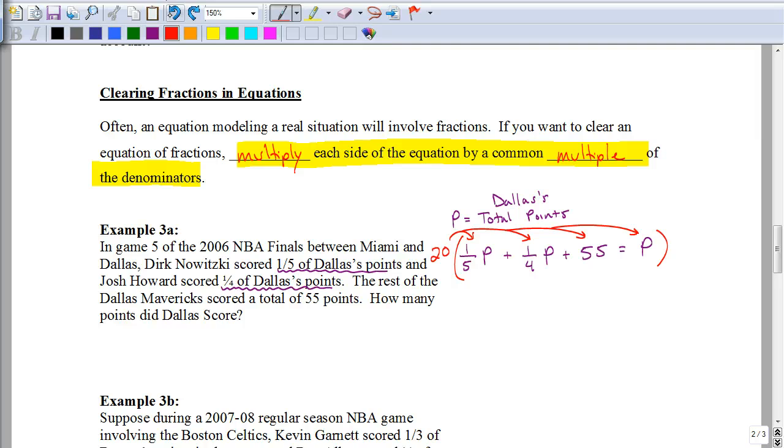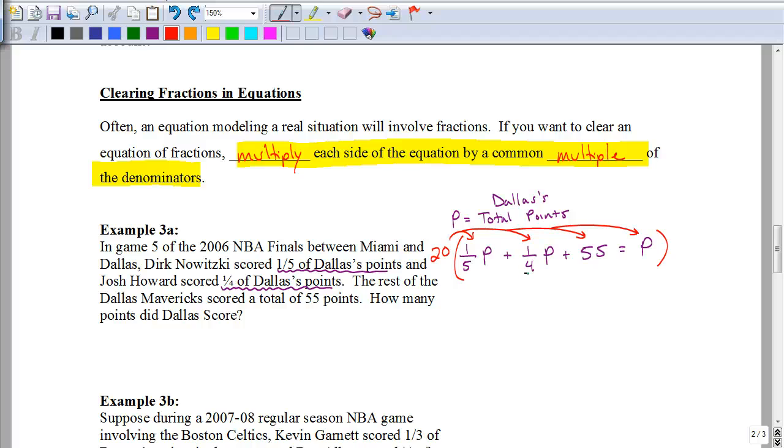How did I come up with 20? Some of you guys may be asking. An easy way to do it, if you're not sure of a number that both 5 and 4 go into, if you multiply the two denominators together, 5 times 4, that gives you 20. That trick will always give you a number that both divide into. It won't necessarily be the smallest. In this case it is, but it is a trick that will always work.